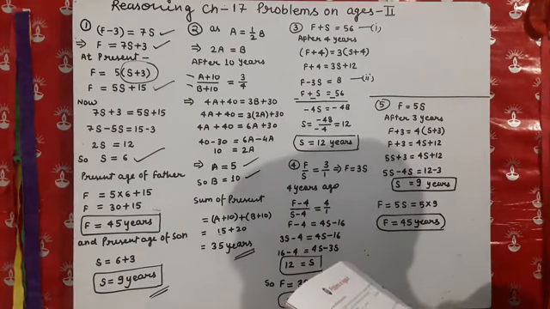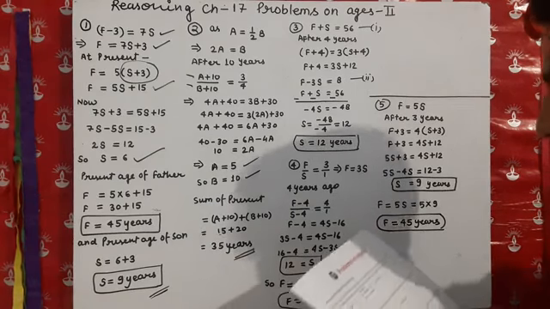Now going to question number 3. The sum of the ages of the son and father is 56 years.